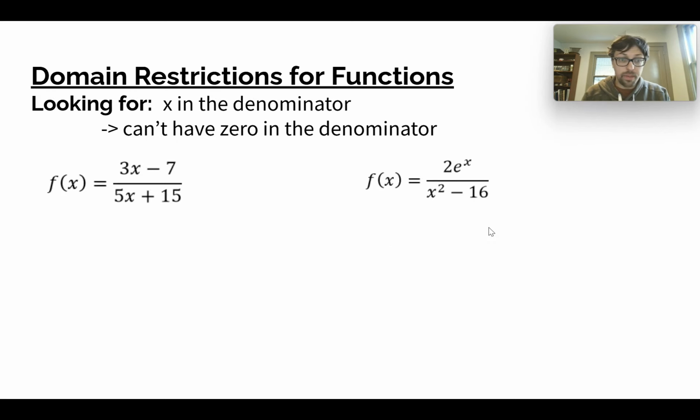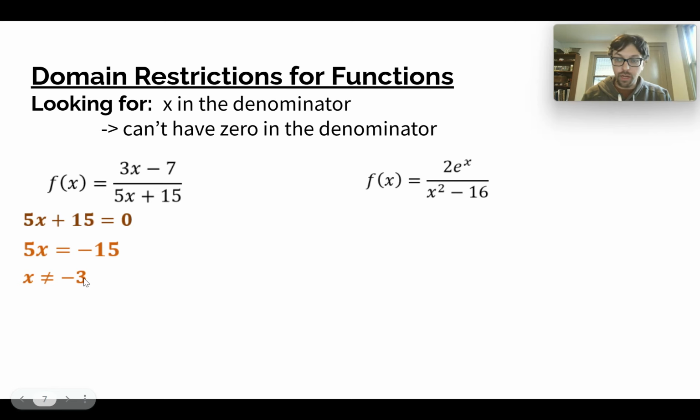So we've got a couple examples here. If we are looking for that x in the denominator, what we do is we set that denominator equal to 0. Note that I don't care what's going on with that 3x minus 7. I'm only going to care about that denominator. I solve for x, and after solving for x, I say, okay, x cannot be that -3 because that -3 is going to make this denominator equal to 0, and that's not what I want. I want everything else except for -3.